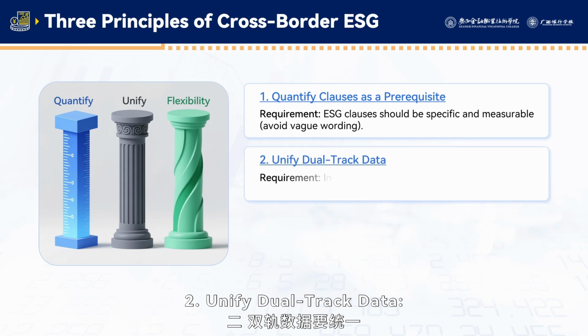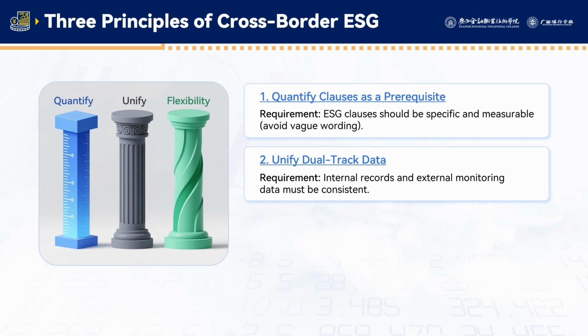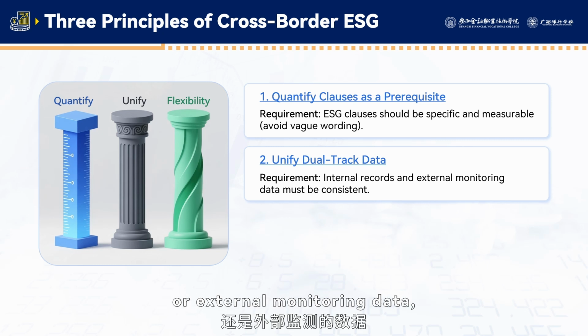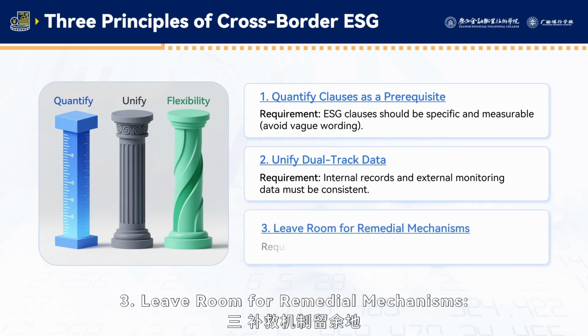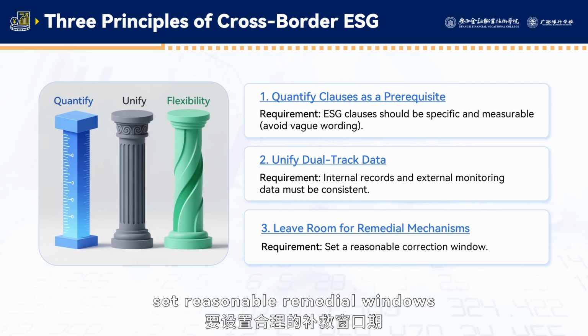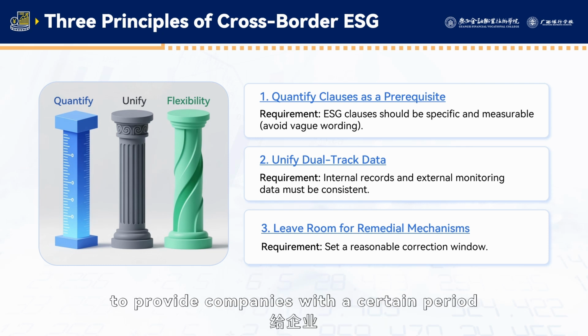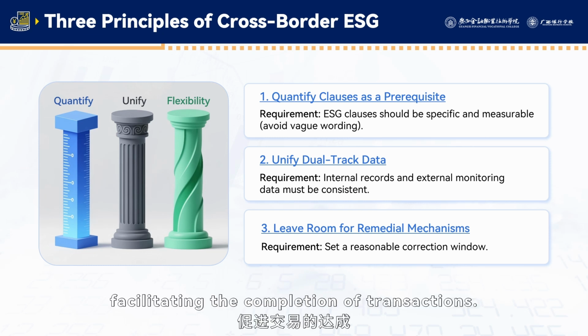2. Unify dual-track data. ESG data provided by companies, whether internal records or external monitoring data, must be consistent to ensure data authenticity and reliability. 3. Leave room for remedial mechanisms. When drafting ESG letters of credit, set reasonable remedial windows to provide companies with a certain period to correct errors, facilitating the completion of transactions.